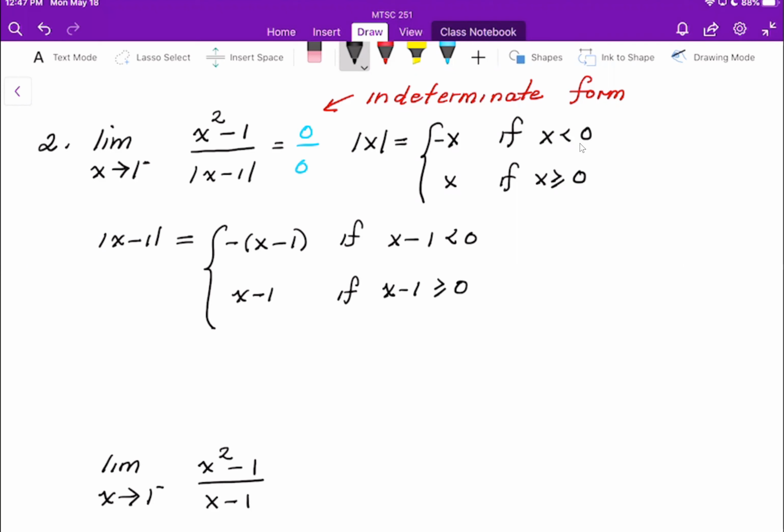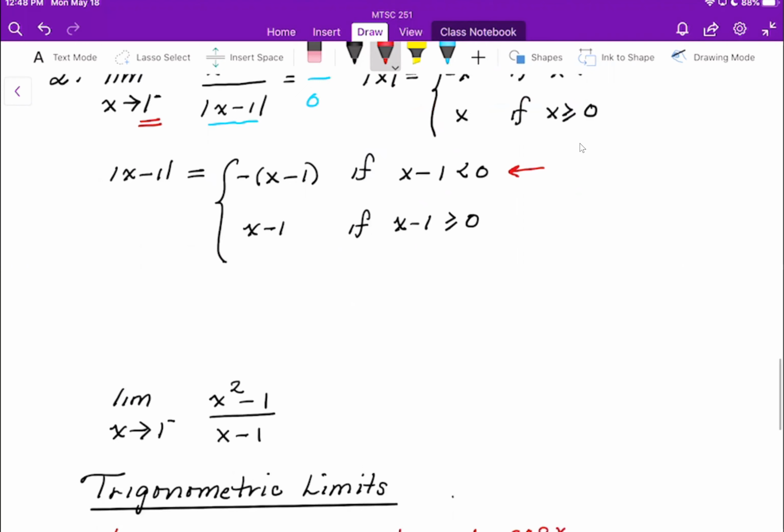So now we are putting in numbers that are a little bit smaller than 1, because we're looking at the limit as x approaches 1 from the left. So numbers that are a little bit smaller than 1, when we put them into here, what happens? Well, if the number is a little bit smaller than 1 because it's to the left of 1, then x minus 1 is negative. So if x minus 1 is negative, we need to use this definition for the absolute value.